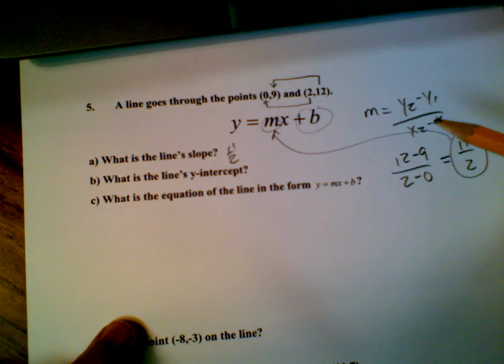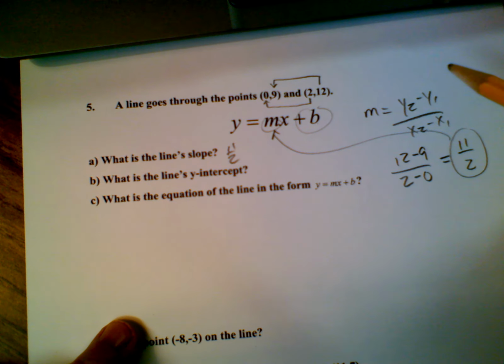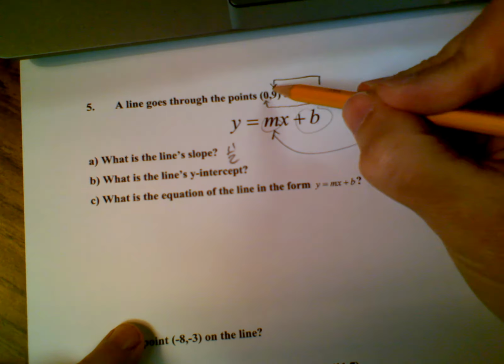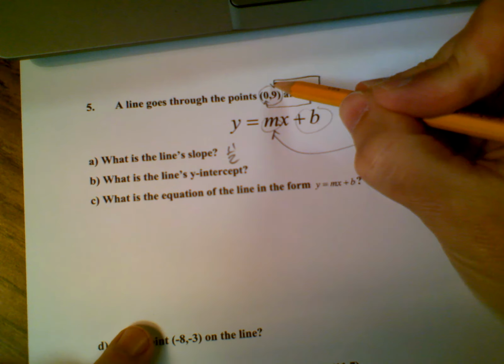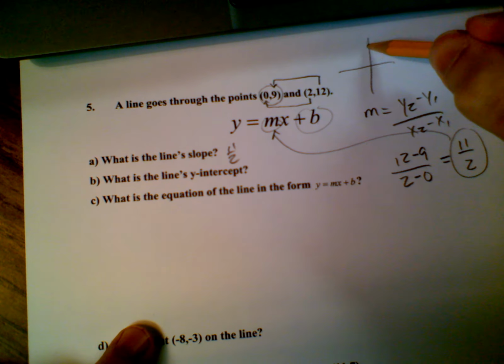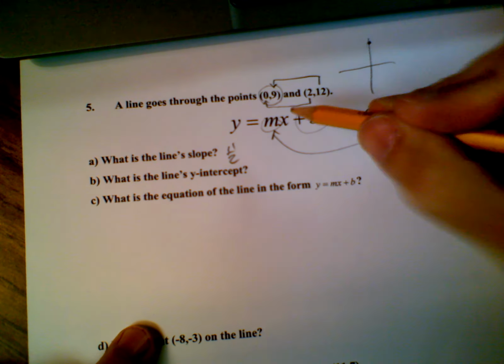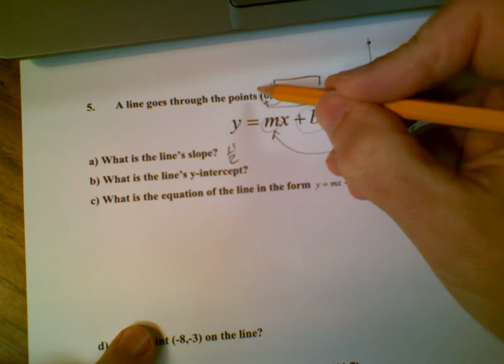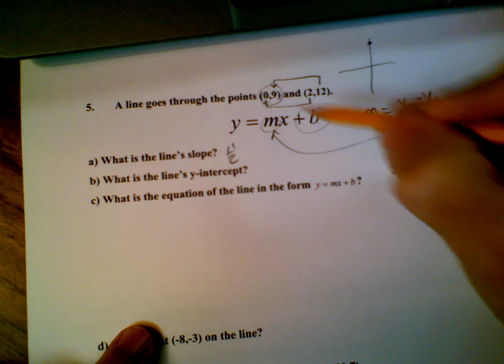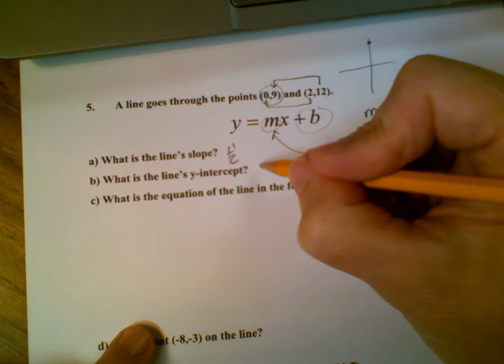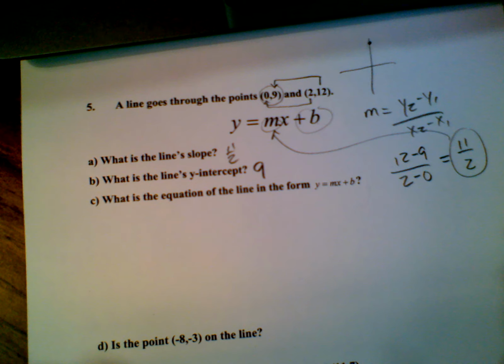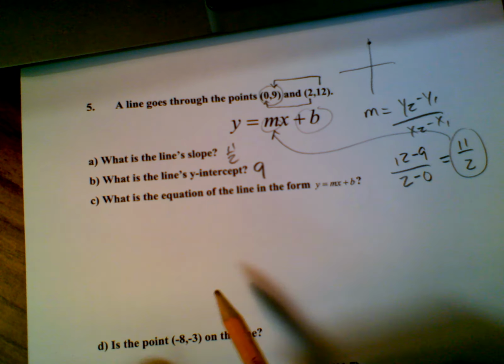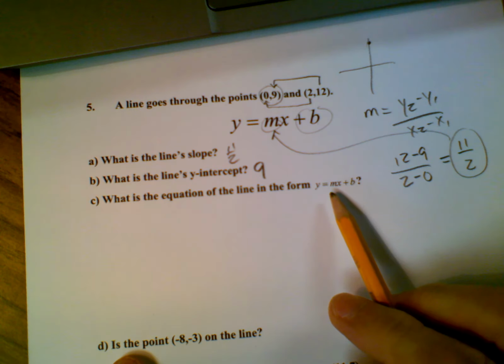Although some of you may be saying, hey, wait a minute, Mr. Untitled, I think I know what the y-intercept is already. And if you're thinking that, you might just be right. The point (0, 9), isn't that on the y-axis? Isn't that point the y-intercept? Sure it is. So you can actually answer this question without finding the equation of the line. It's 9.